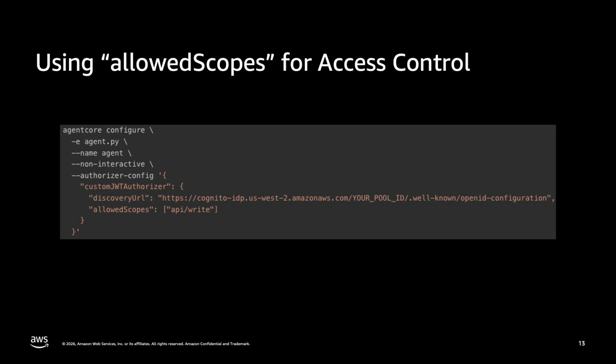How do you configure scope-based access control? In the authorizer config, you add an allowed scope with a list of permitted scopes. Here is an example with Amazon Cognito. A client with API write scope is allowed to access our agent. An attempt to invoke the agent by a client with any other scope, for example API read, will be denied. Scopes are defined in your identity provider. In Cognito, you create them in a resource server, then assign different scopes to different app clients. This lets you have a reader client and a write client, both using the same identity provider but with different levels of access.